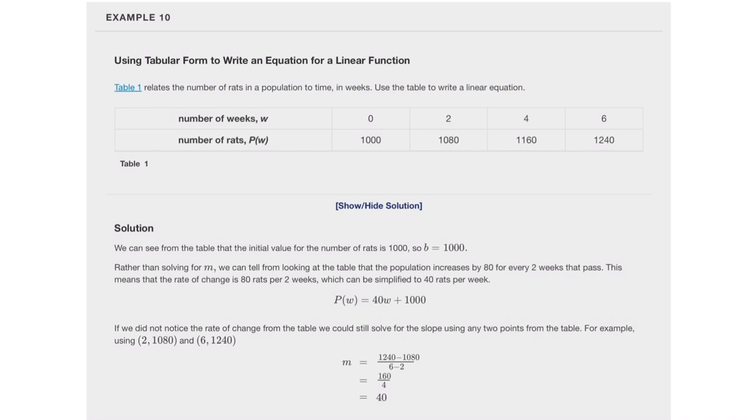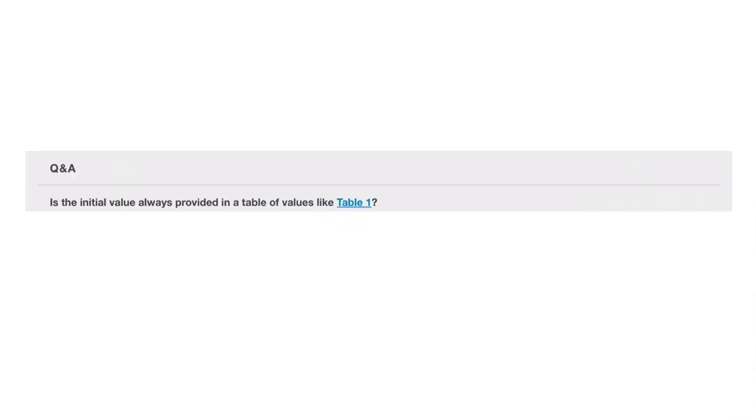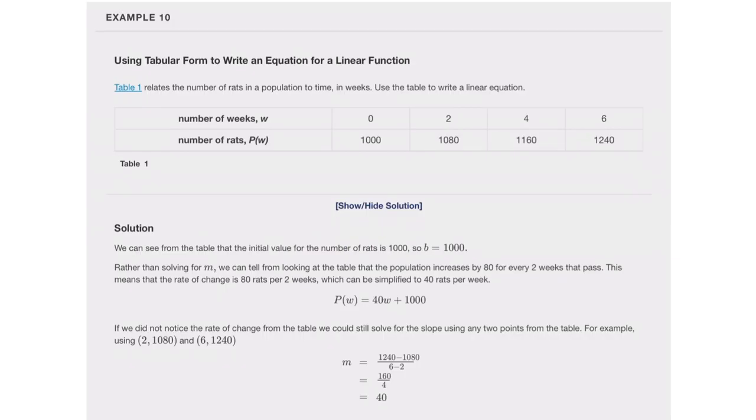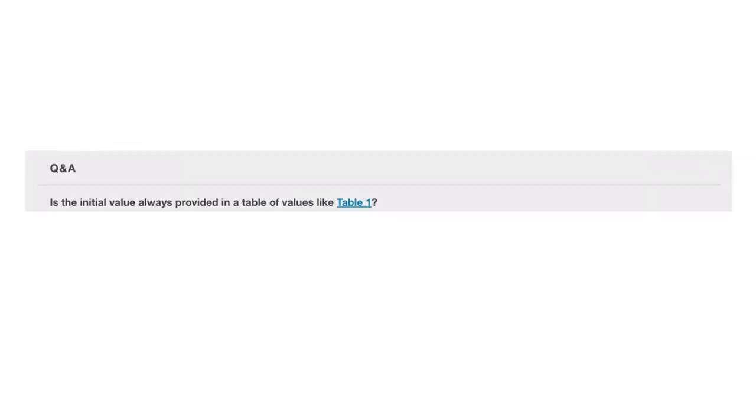Okay. So I think we're good. All right, let's keep going. So I think they got the same thing that we got. Is the initial value always provided in the table, like as in table 1? Was that table 1? All right. Is the initial value always provided?